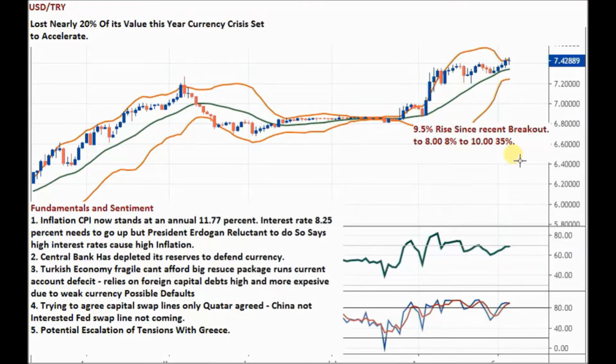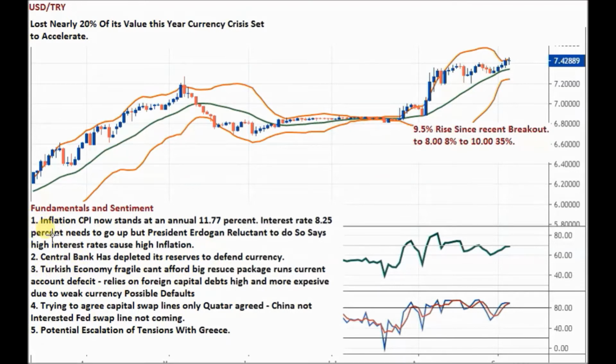And I've taken the target from previous currency crises, which are as bad as Turkey's, like the Argentinian one and a few others. Okay, so it's a kind of figure I've put in. And it could hit the 10 level. We shall see. But if we look at the fundamentals and sentiment behind the chart, there's no currency that we track, and we track near enough every tradable currency, that has got worse fundamentals than Turkey. So let's just go through these points very quickly before we do the technical levels.